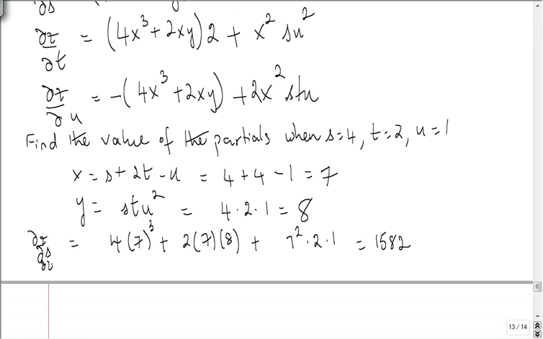So partial z with respect to t is the same thing. We should have written that down as well. This part here, 1484, times 2, plus s squared, which is 49, times s, which is 4, times u squared, which is 1. What's that one? It's 3164.